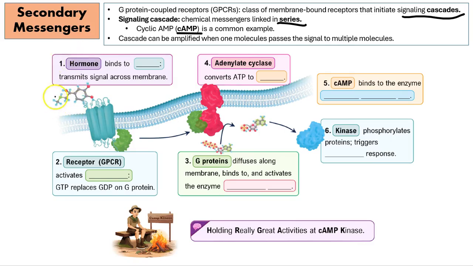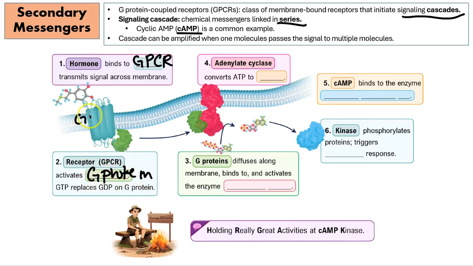The hormone, as we can see here, is going to be epinephrine, just like our other amino-based hormone that we saw before. And this hormone is going to bind to that GPCR, or that receptor. And that's going to transmit a signal across the membrane. So as you can see, this particular epinephrine is going to bind to the GPCR because it's specific, and then this receptor is going to jumpstart a signaling cascade. Okay? So again, the hormone binds to the receptor, which is the GPCR, and then the GPCR is going to activate the G protein that's coupled with it.